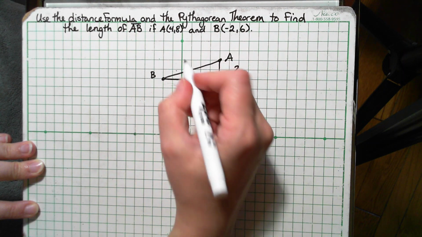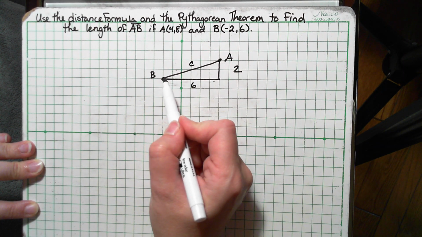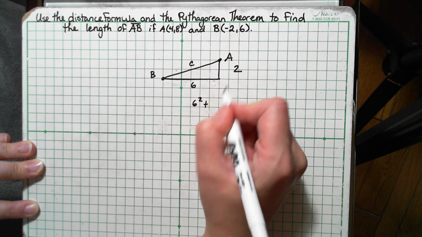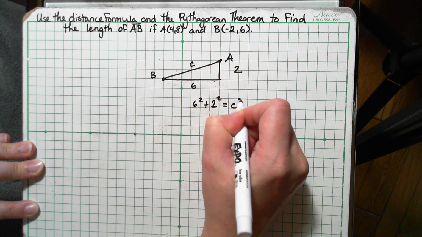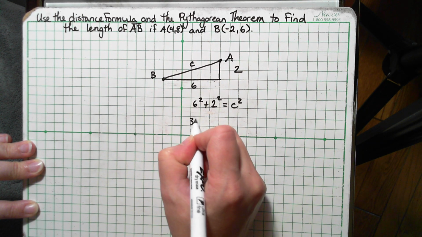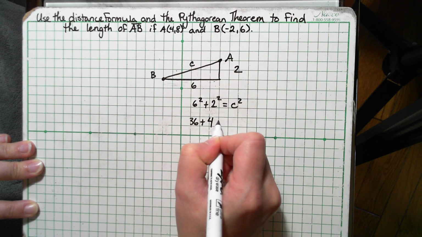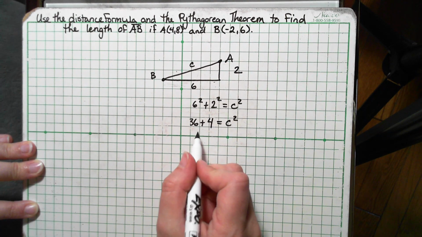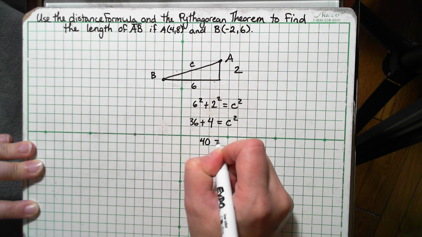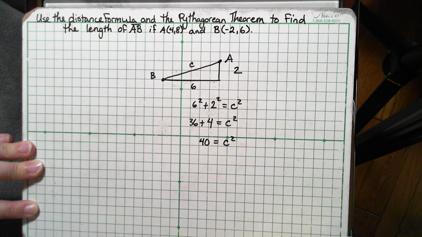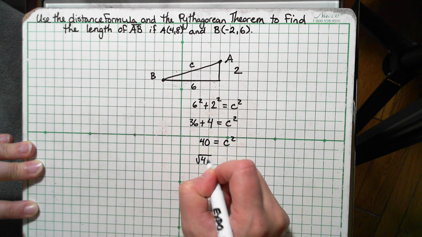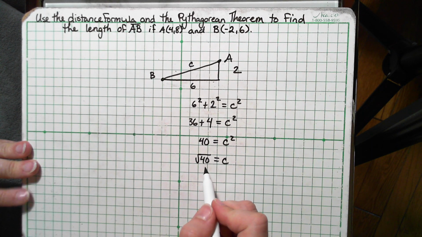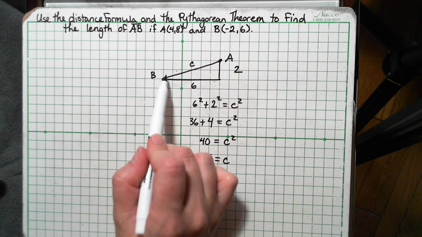Now I just need to apply the Pythagorean theorem to find this diagonal length, or C. So I have 6 squared plus 2 squared equals C squared. This is 36 plus 4 equals C squared. I just squared those. Now I can add them. 36 plus 4 is 40, which is C squared. And then I need to do the square root. The square root of 40 is C. Okay, and that is the distance between those 2 points, the diagonal distance.